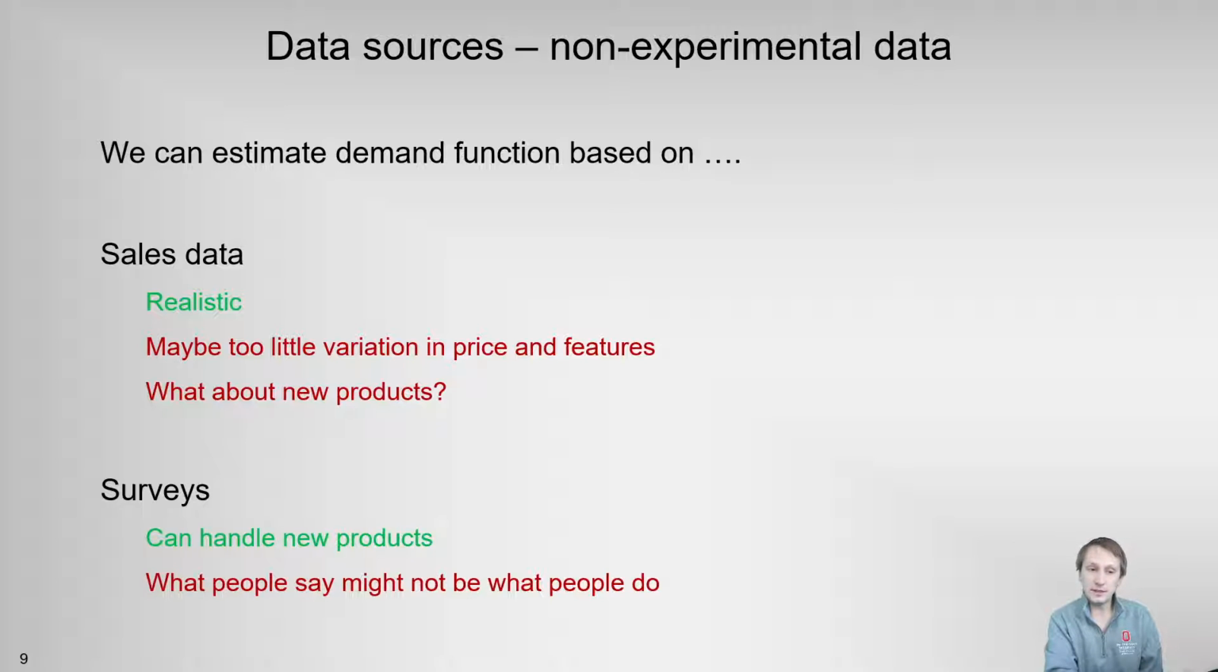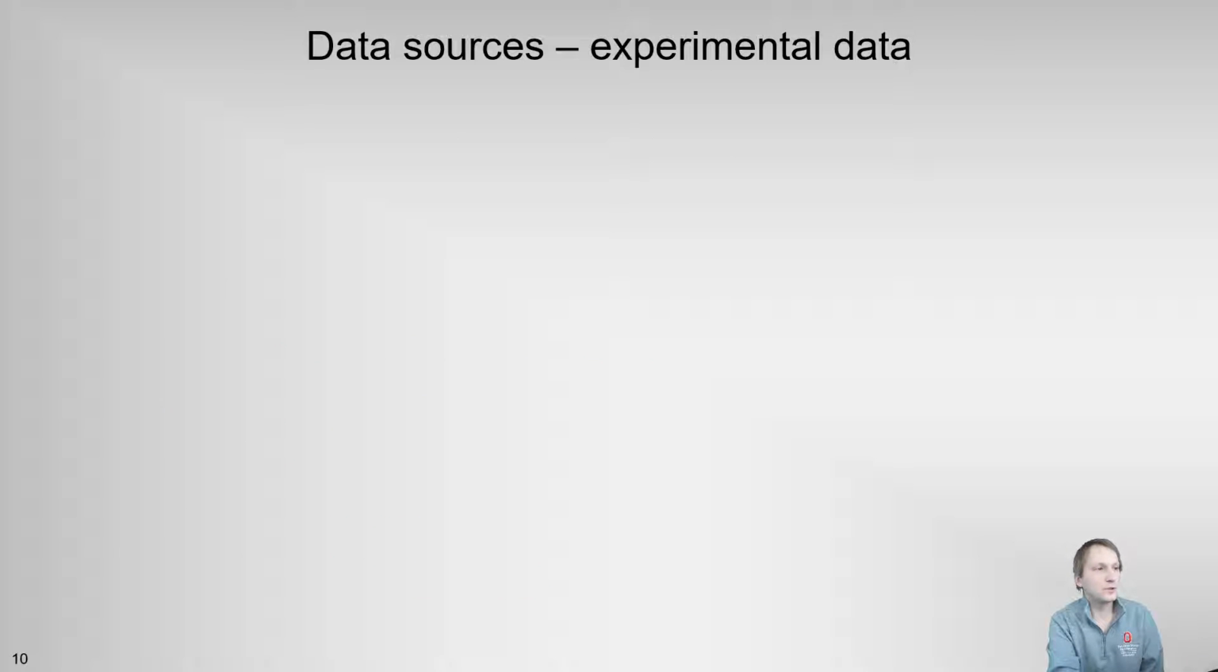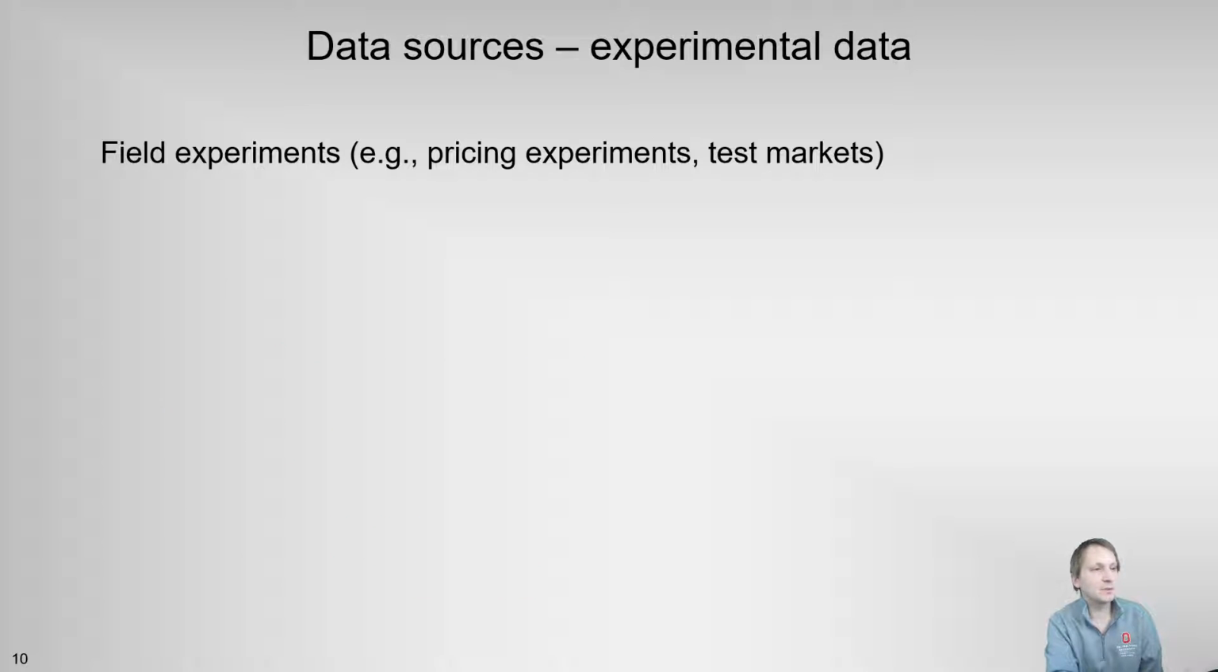Surveys are great, they can handle new products, but traditional surveys might be quite biased, right? People want a lot of features, but if they're not faced with actual choice alternatives, it may be hard to actually discern what to focus on. So experimental data, of course, would be a little bit better. Field experiments would be ideal, right?